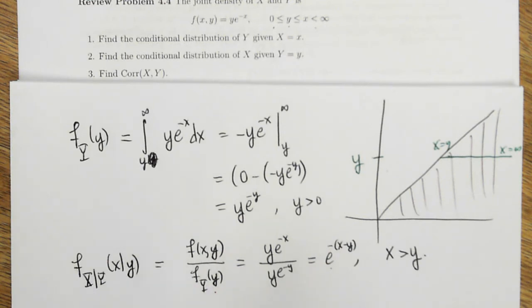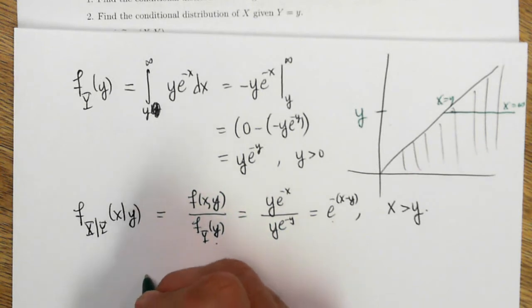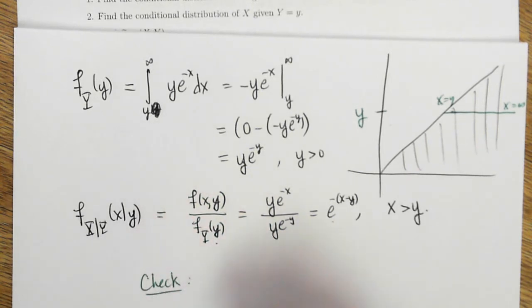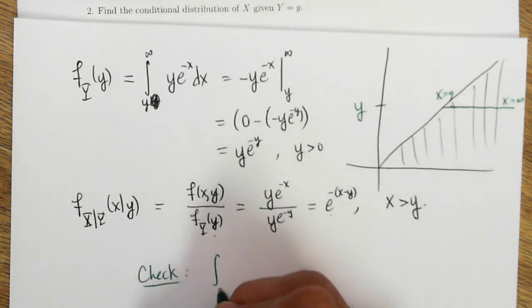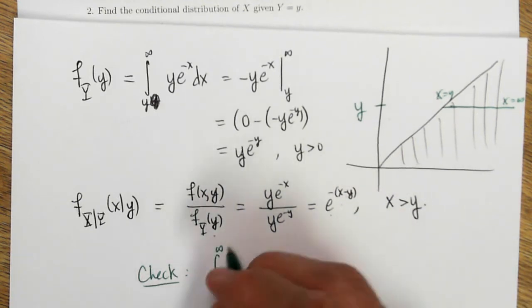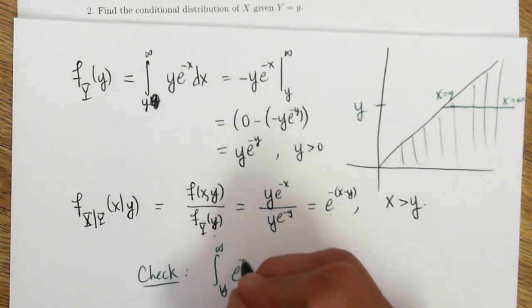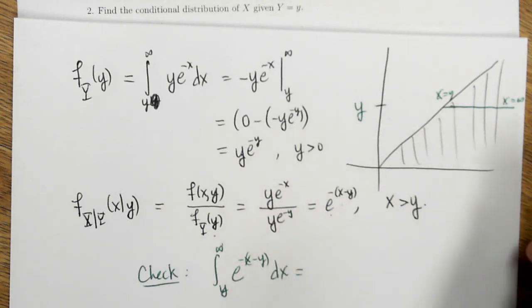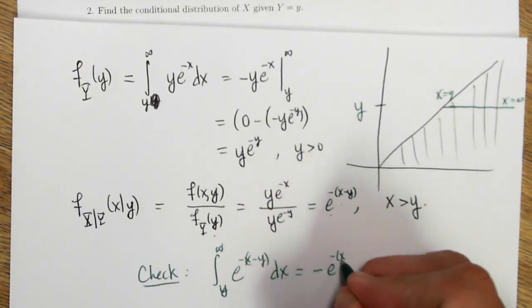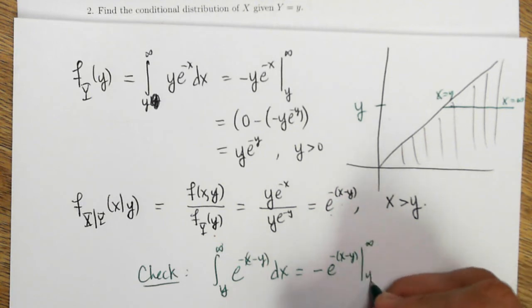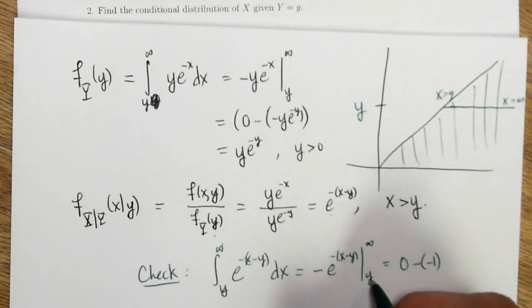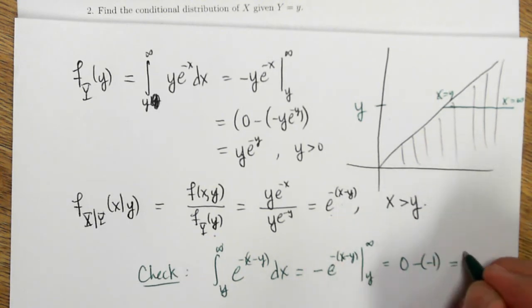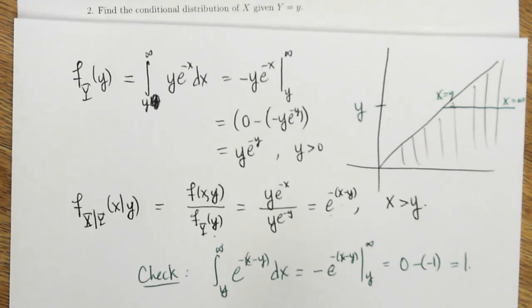Again, we can do a quick check to make sure this actually works. If I integrate this with respect to x from x equals y to infinity of e to the negative x minus y dx, this works out to be negative e to the minus x minus y, from infinity to y. Plugging in, we get 0 minus negative 1, because when I plug in y, I get e to the 0. And so I do get 1. So that is a density function.